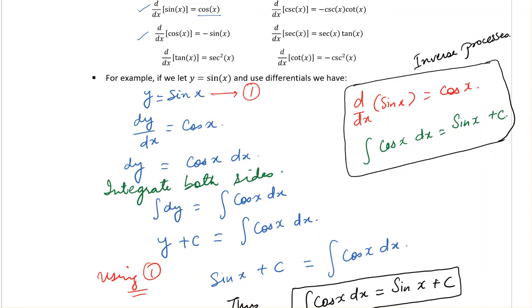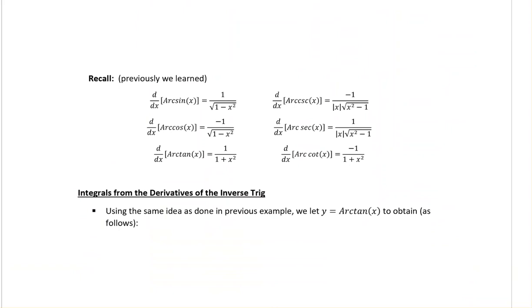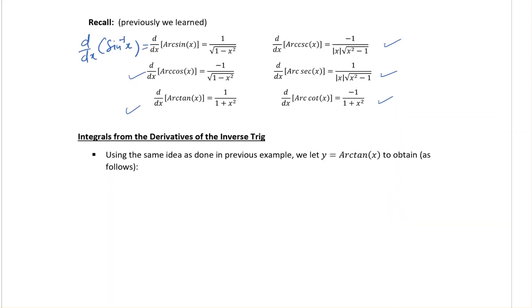Similarly, we can start with what we know about the inverse trigonometric functions. Previously, we learned about the derivatives of different inverse trigonometric functions. For example, the derivative of sine inverse x is equal to 1 over square root of 1 minus x square. And we did the same thing for all the different inverse functions. So I'm going to use this information to figure out some new formulas for the integrals. We will use the same idea as we did previously. We'll start with y is equal to tangent inverse x, and see what we get here.